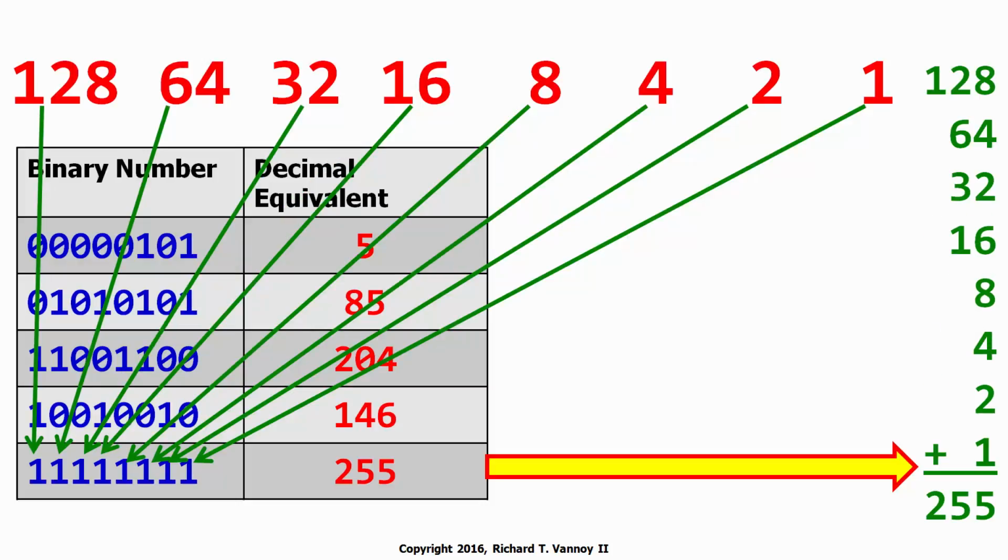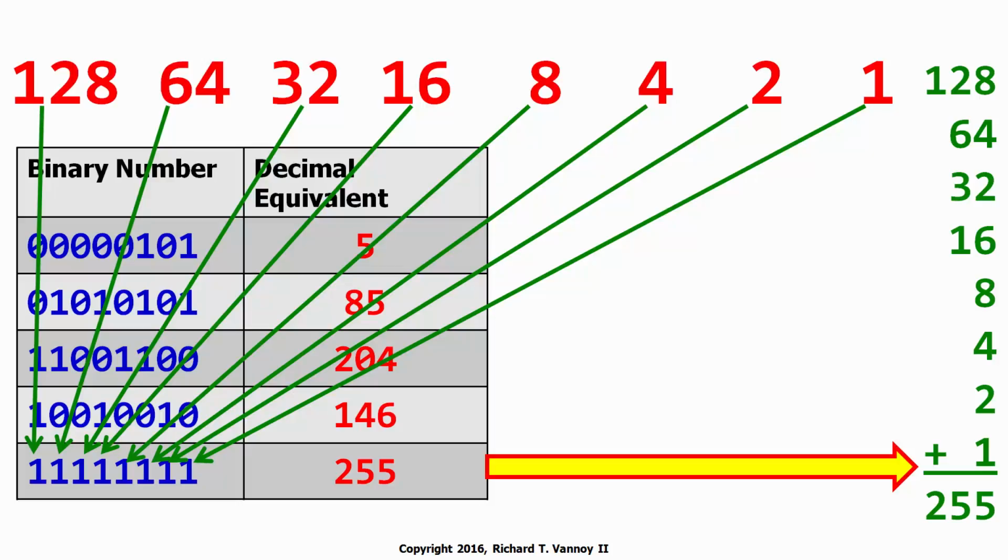And the last one, of course, worst case, what happens if everything's a 1? Well, if everything's a 1, I've got a 1 under every single number, got to add them all up. And turns out when I add up 128 plus 64 plus 32 plus 16 plus 8 plus 4 plus 2 plus 1, I get 255. So that's what 8 ones represents in decimal when I write 8 ones in binary. That's it. That's how it works.